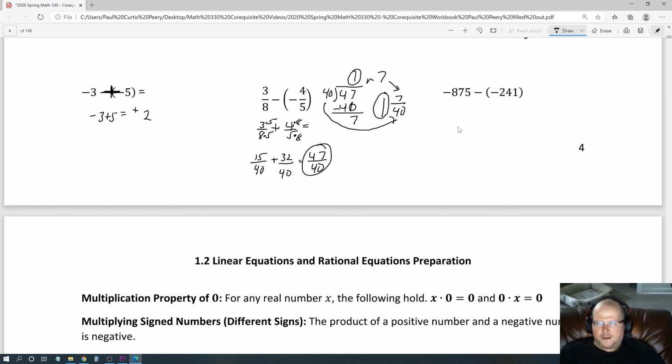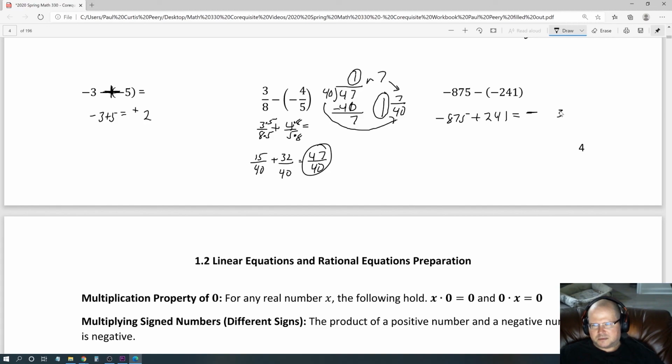Okay. So this one, you're subtracting, so this is a negative 875, and you're adding 241, right? So subtracting a negative is the same as adding. Now, since you have a negative and a positive you're adding together, you are going to pick the stronger number. Now, 875 is stronger than 241, so you know your answer is going to be a negative, and then you're going to find the difference between 241 and 875.